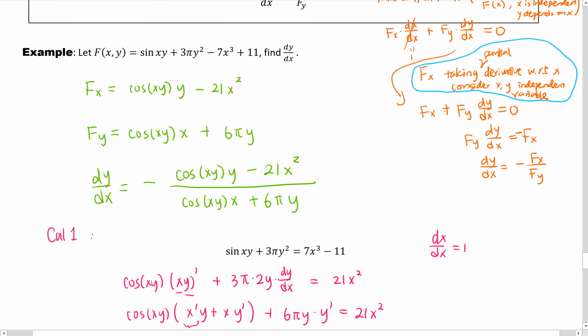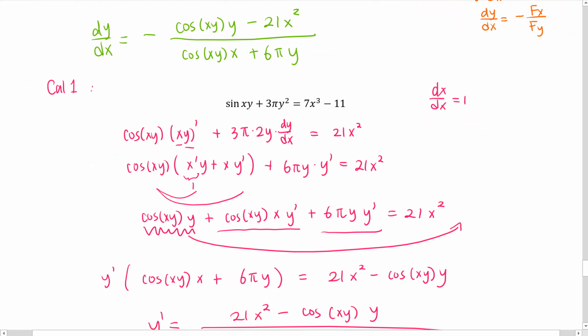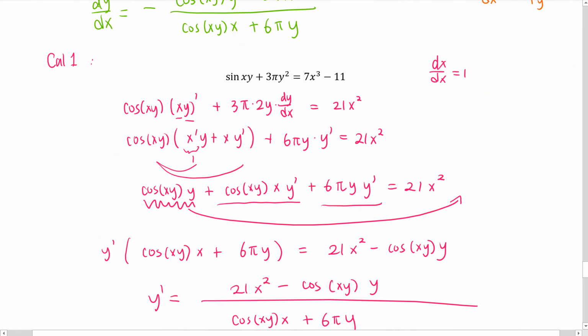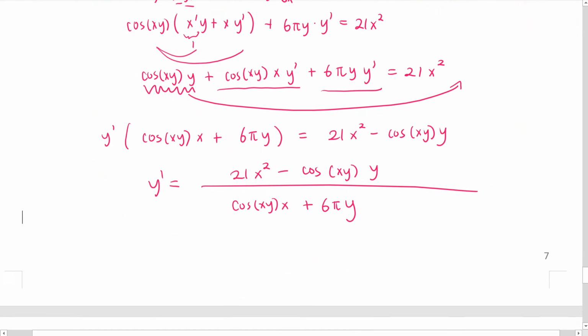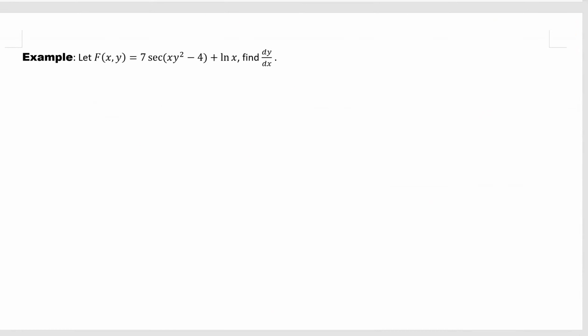Yeah, our new method is easier because you don't need to do the chain rule and do the product rule and distribute the terms and move the terms to the right hand side and factor and divide. Ooh, that's a lot, right? So I hope through this example you can see the beauty of our new method. Okay, let's continue.